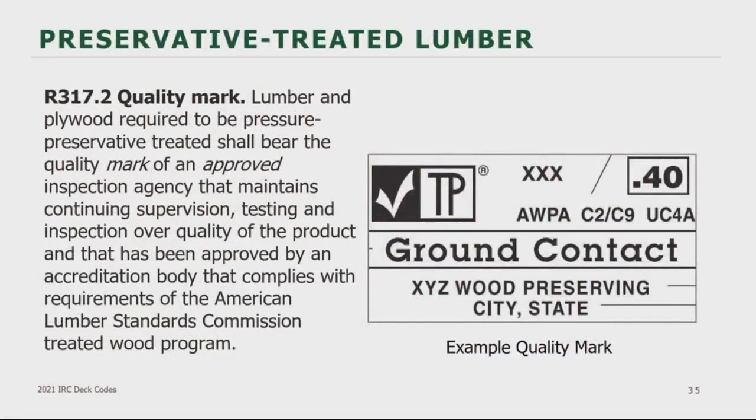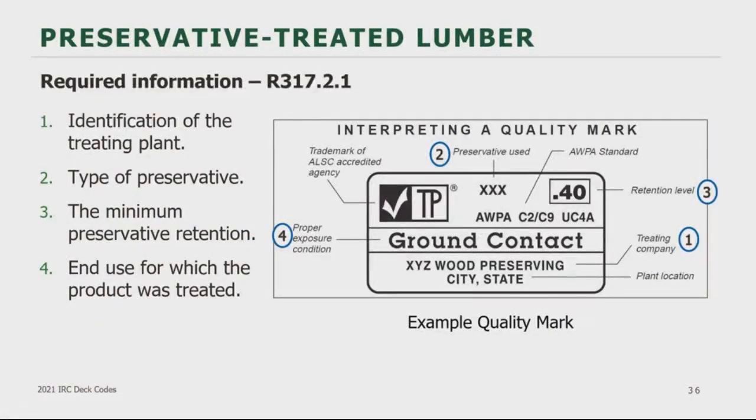Any preservative treated wood is required to have a quality mark in compliance with R317.2. Those quality marks will have a ton of good information for the builder and the building official. The required quality marks on each piece of preservative treated lumber shall contain the following information. Number 1, the identification of the treating plant. Number 2, the type of preservative used. Number 3, the minimum preservative retention level. And 4, the end use for which the product was treated.